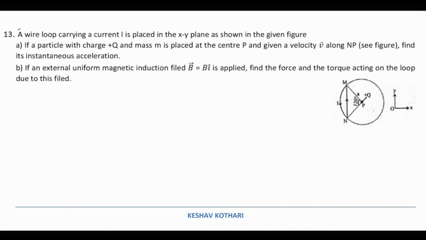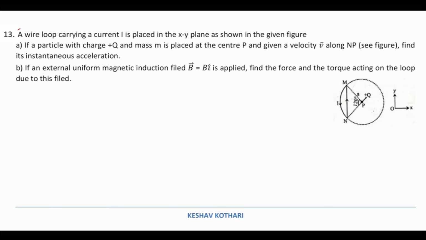Let us begin with the third problem. A wire loop carrying a current I is placed in the xy plane as shown in the figure. If a particle with charge plus q and mass m is placed at the center P and given a velocity v vector along NP, then find its instantaneous acceleration. If an external uniform magnetic induction field B vector is equal to B i cap is applied, find the force and the torque acting on the loop due to this field.